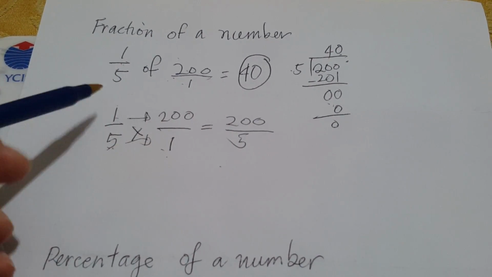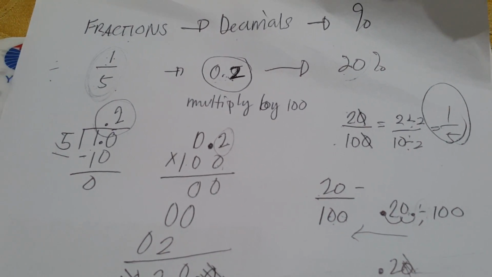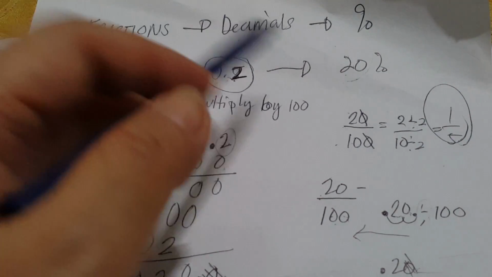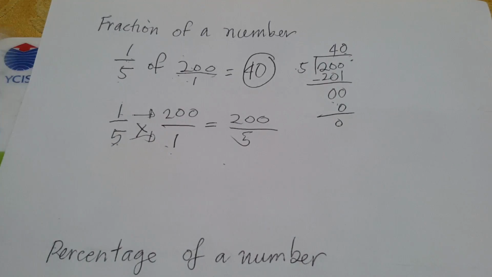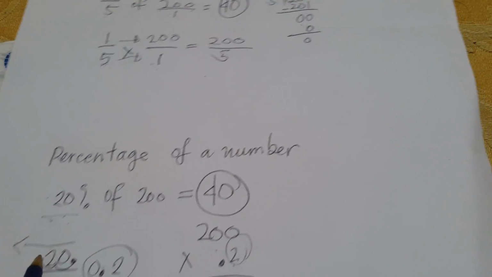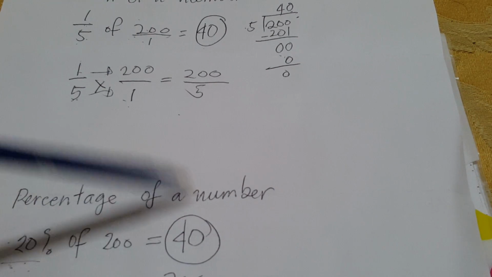Okay. So why is the answer the same? Because you remember in our other paper, okay? 1/5. The decimal of 1/5 is 20%. And this proves to you that it's correct. It's equal. We used 1/5 here, and we used 20% here, and we ended up with the same answer. Okay.